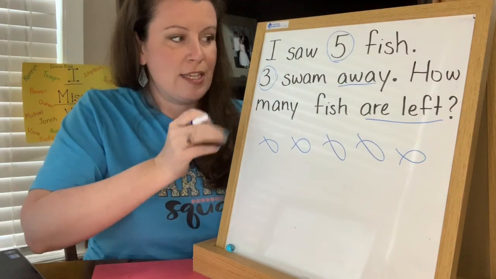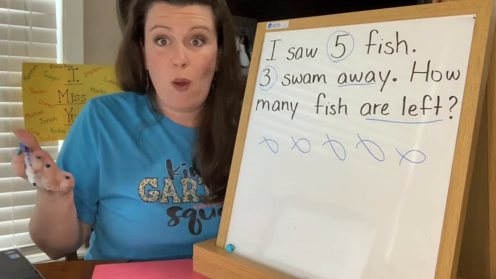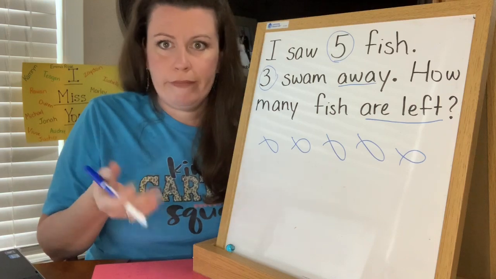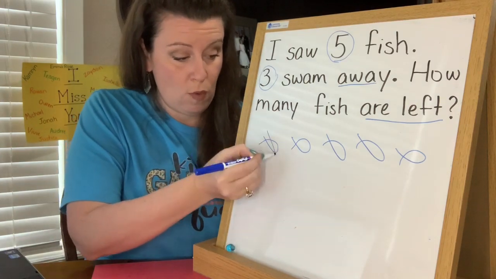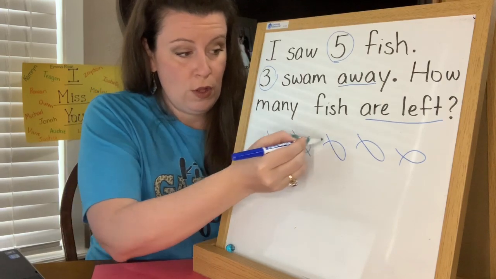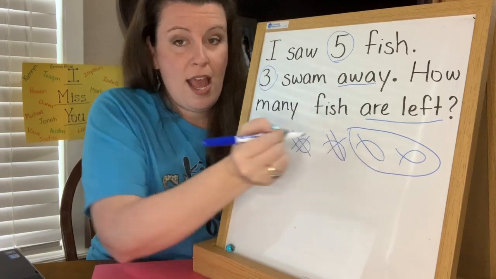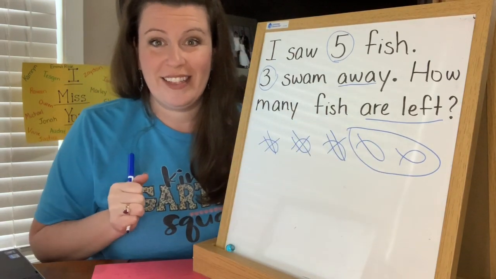Now what happens next? 3 swam away. So I want 3 of them to go away. You can erase them, or, I'm going to put an X on them. That way I know they have swam away. 1, 2, 3. Now I have this many left. How many are left? There are 2 fish left.